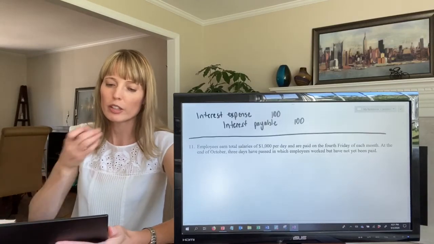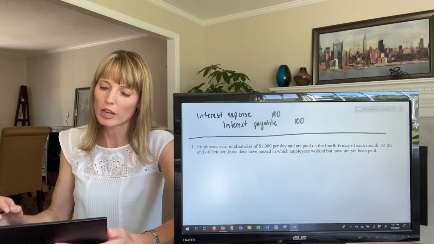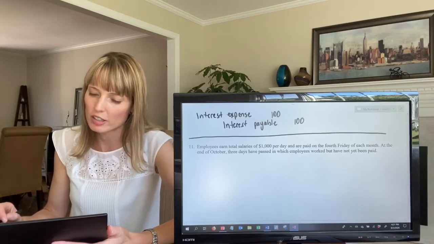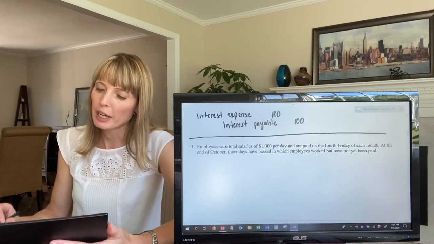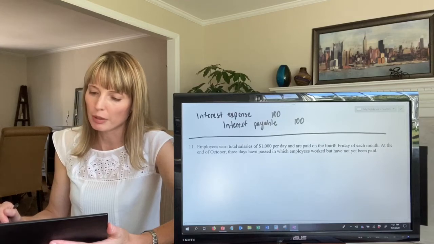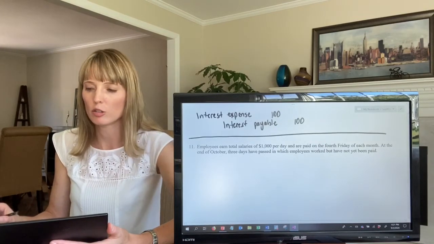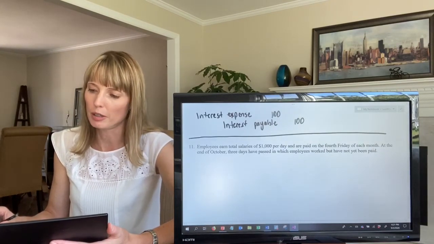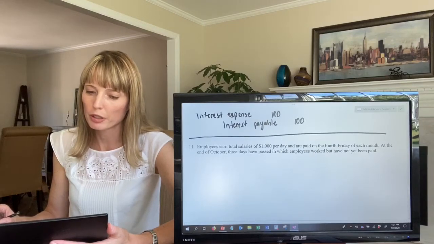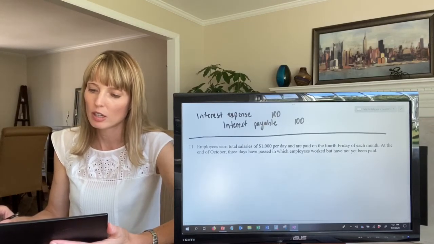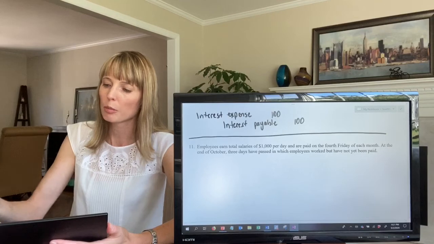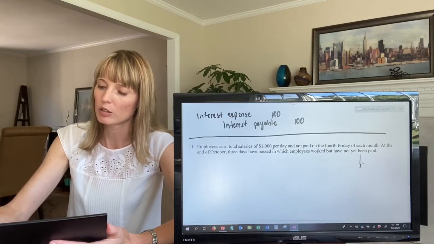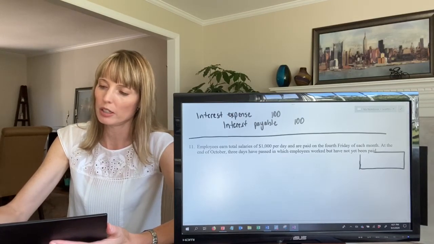And transaction 11, employees earn total salaries of $1,000 per day, and they're paid on the 4th Friday of each month. So they're working continually, but they're only paid once a month. At the end of October, 3 days have passed in which employees worked but have not yet been paid. So what are we talking about here?